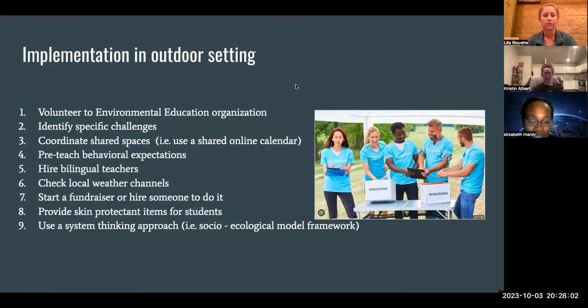All of this implementation is used as a systems thinking approach, which is an approach that looks at interactions between components of a system in order to better understand outcomes from the system. And systems thinking has been widely used as a way to design interventions and improve outcomes in public health and other fields. An example of using a systems thinking approach is arranging a schedule of services to create time blocks where all students in class can go outside. And this can be used as a socio-ecological model framework.